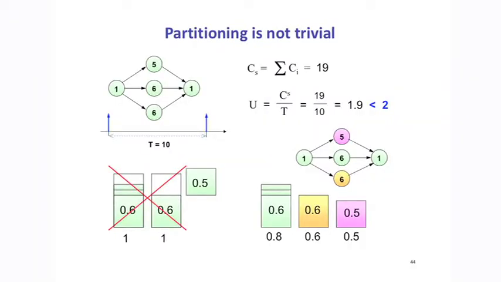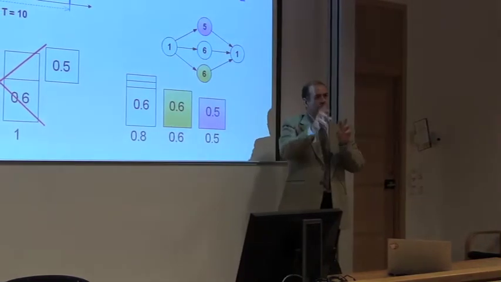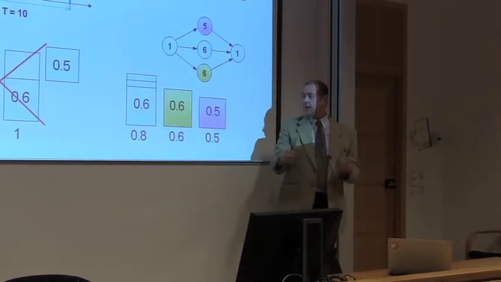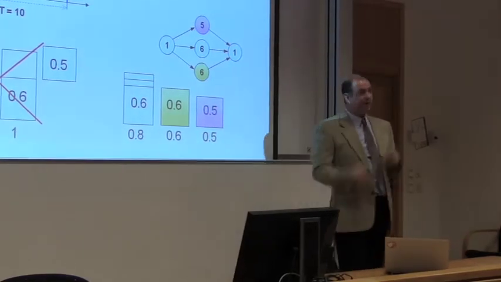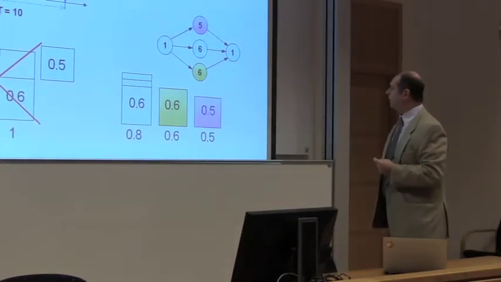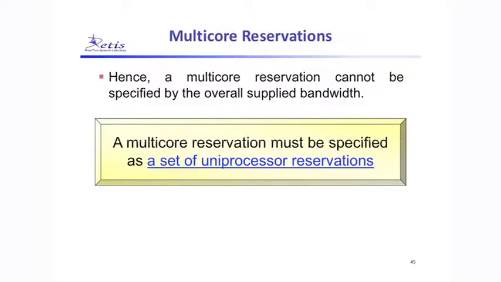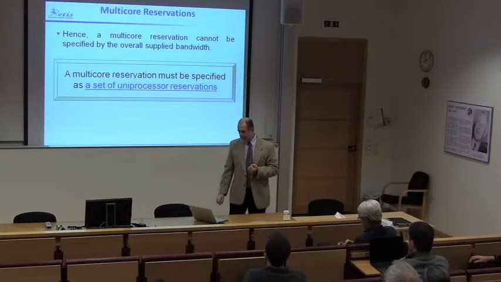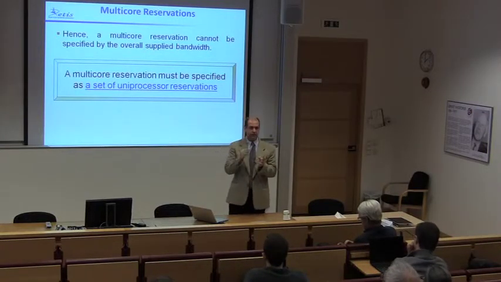So this simple example shows you that the total amount of bandwidth required by the application is not a very significant parameter. You should know exactly how the computation is distributed in the graph in order to perform the exact allocation, a feasible allocation. So this leads to the conclusion that a multi-core reservation must be specified as a set of uniprocessor reservations, not as a total, because the total doesn't make sense. So you need to specify a set of uniprocessor reservations, each one less than 1.